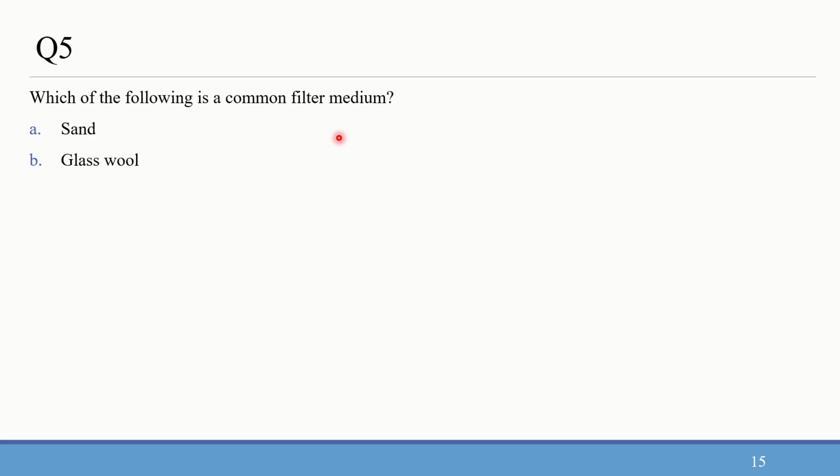So in question 5, what is asked is, which of the following is a common filter medium? Options are option A sand, option B glass wool, option C cloth, option D all of the above. So common filter medium, actually all of the above is the right answer, because all can be used as the filter medium. So option D is the right answer. Now we'll go to question 6.